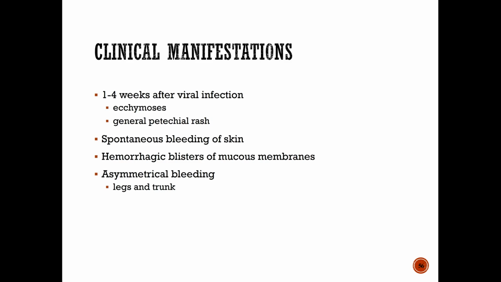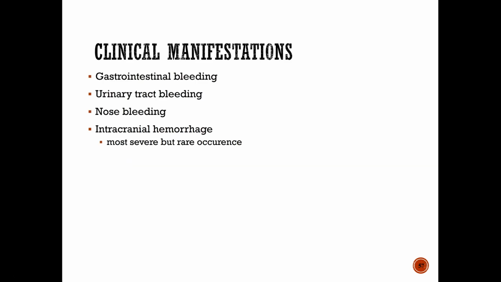They may have hemorrhagic blisters in their mouth and their throat, which can be painful, and asymmetrical bleeding on the legs and the trunk. They may also have GI bleeding, so blood in their stool. They may have blood in their urine. They may have nose bleeding. They may have an intracranial hemorrhage, which is the most severe, but is, thank goodness, pretty rare.